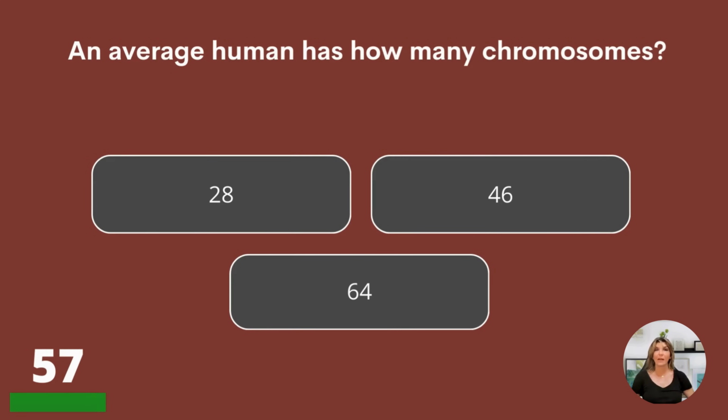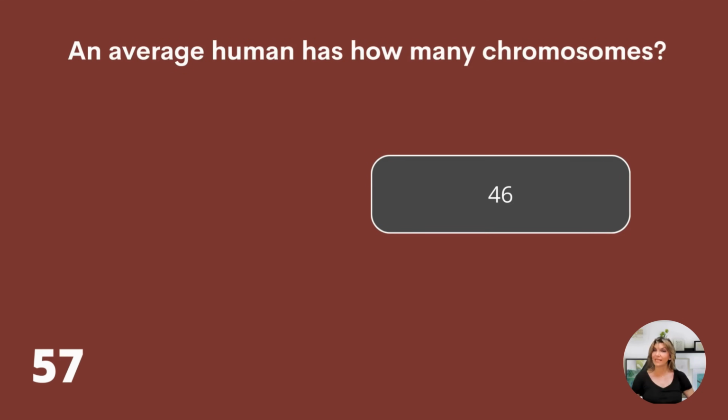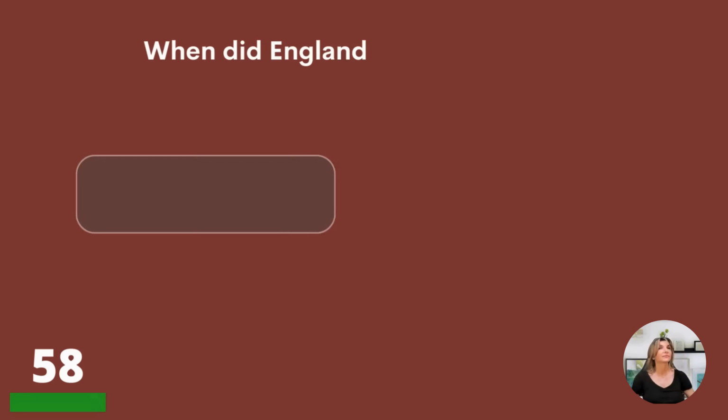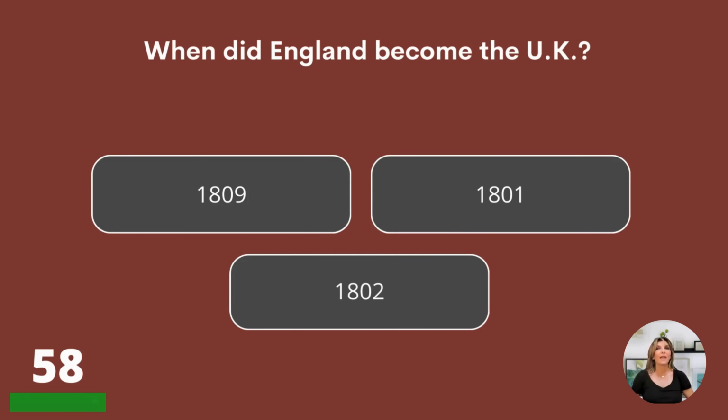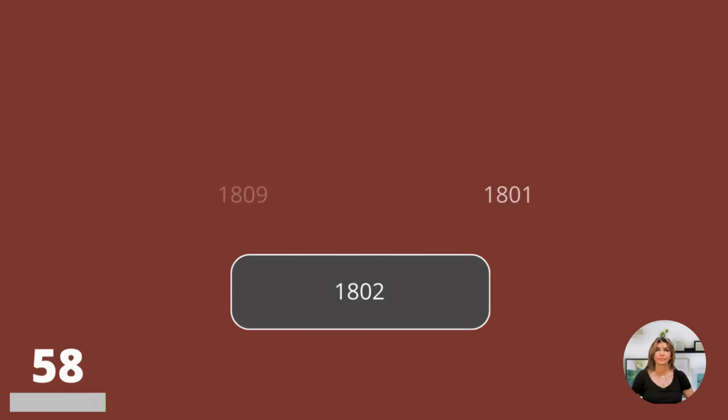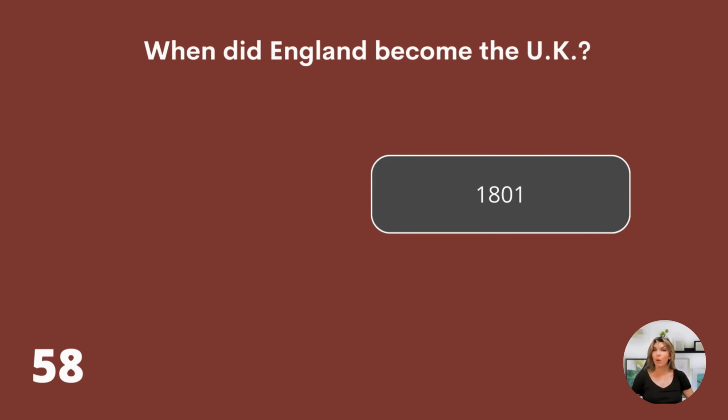An average human has how many chromosomes? 28, 46, or 64? 46. When did England become the UK? 1809, 1801, or 1802? 1801.